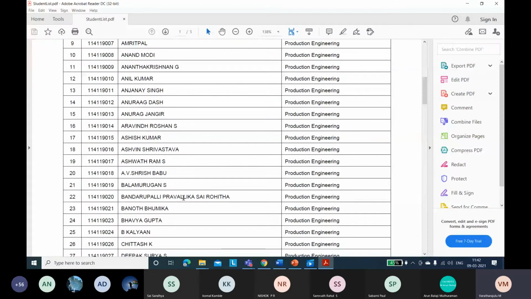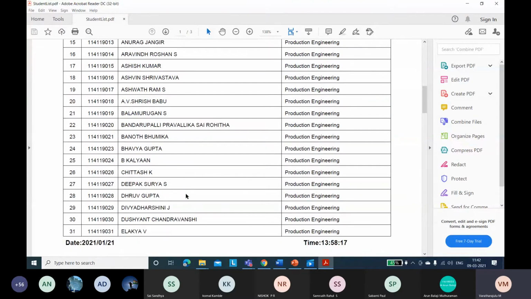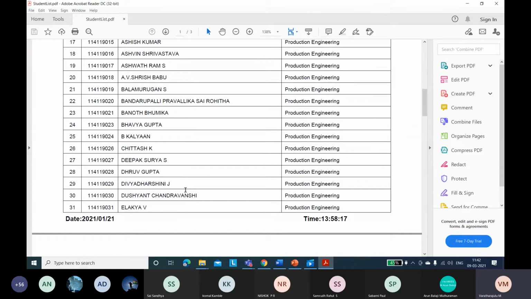The second 10 people, I request Anantha Krishnan, Anil Kumar, Janyan Singh, Anurag Dash, Anurag Janjir, Arvind Roshan, Ashish Kumar. I think I requested these people in the past class itself to join. So I'm moving to the third 10 people: Balamurugan, Rohita, Bhumika, Bhavya, Kalyan, Chitash, Deepak, Durugupta, Divyadashni, Chandravashni. Please unmute your mic and join with us.